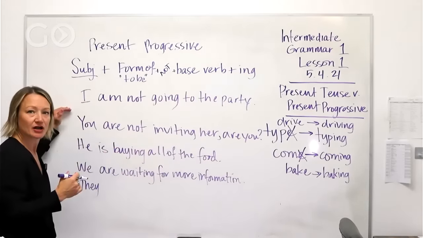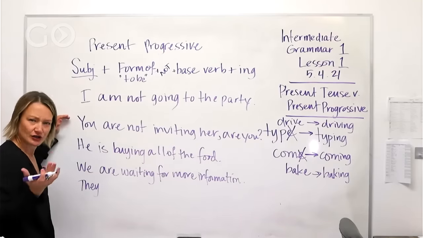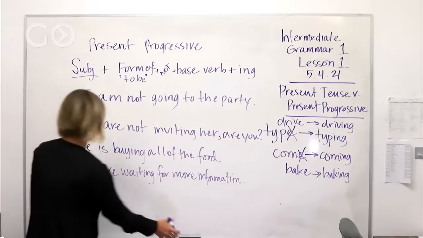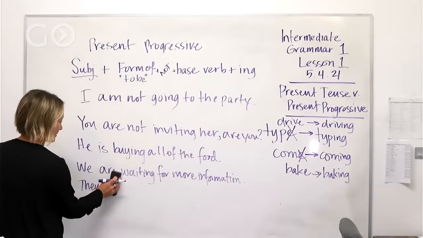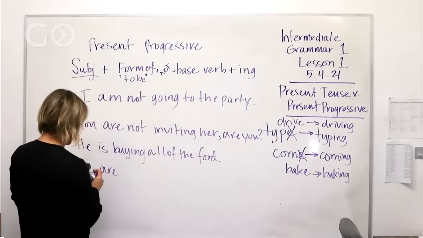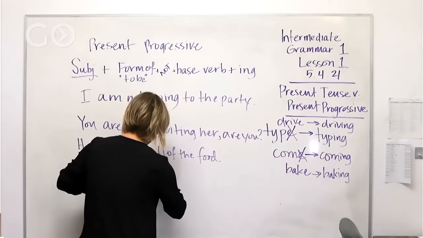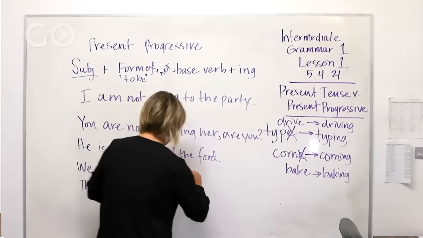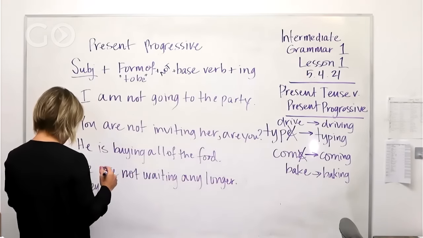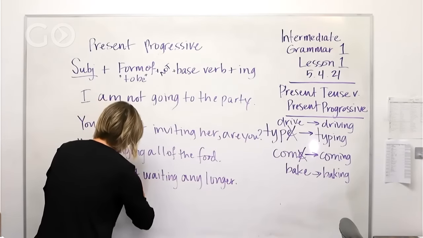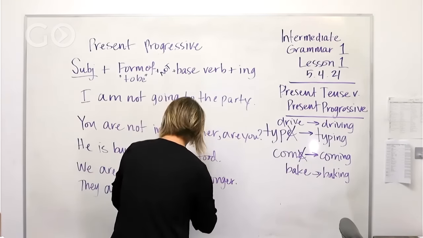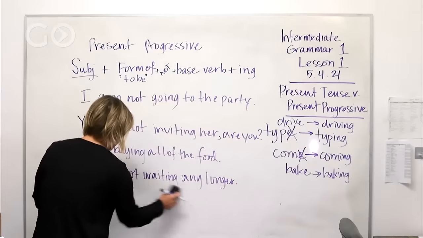I'm not going to the party. You are not inviting her, are you? He is buying all of the food. Oh, he is not buying. Sorry, we are not. Okay, we are not waiting. Let's change that. Sorry, I got caught up there. We are not waiting any longer. That's a good tense for you guys to practice. They are having people over. They are not.